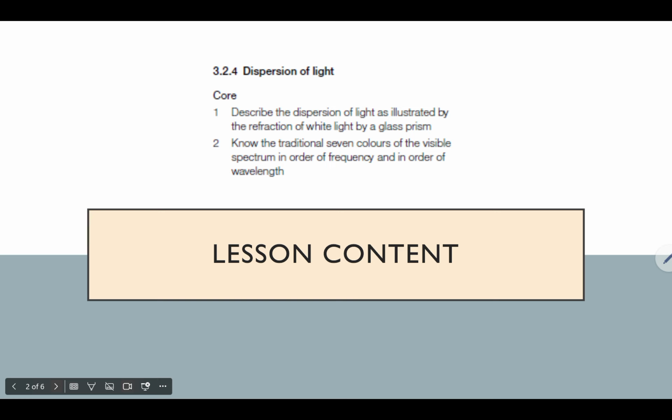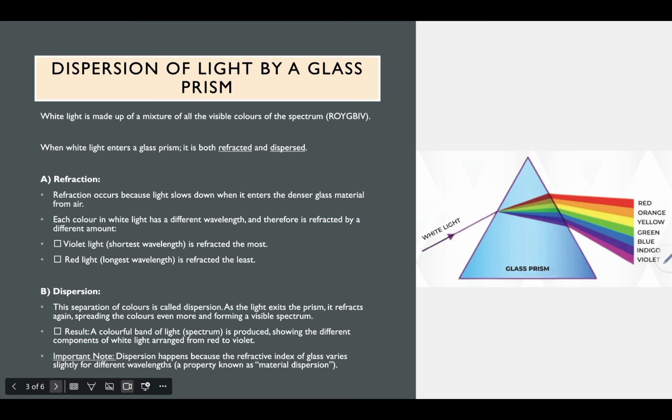In this lesson, we need to understand that dispersion of light is illustrated by refraction of white light by a glass prism, and the 7 colors that are shown as a visible spectrum as per their frequency and their wavelength. So, dispersion of light by a glass prism.